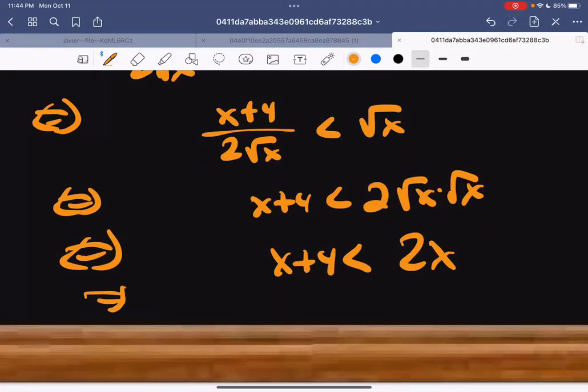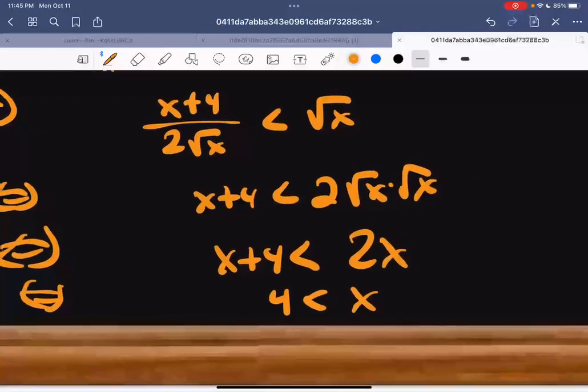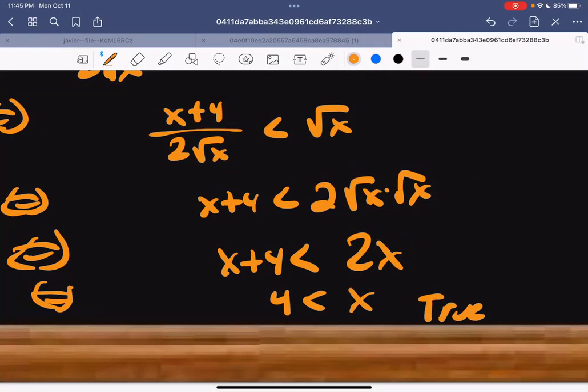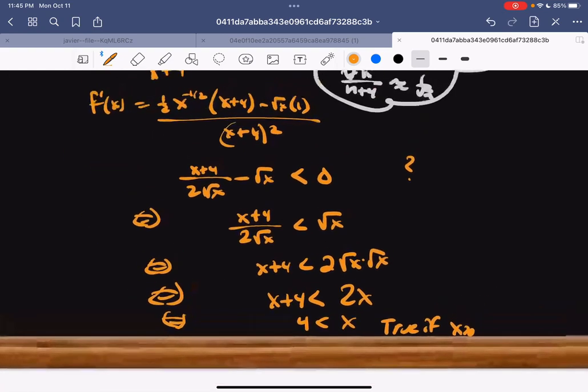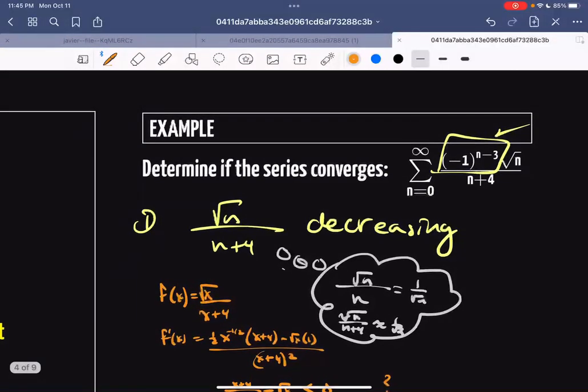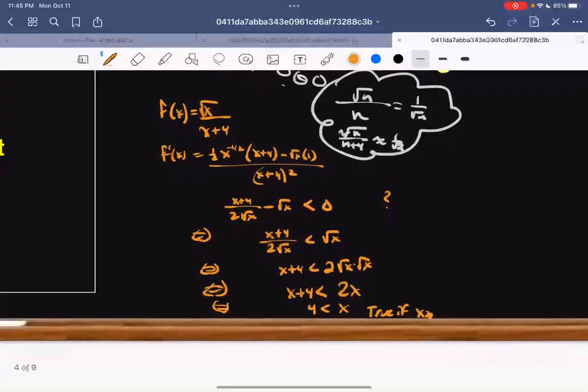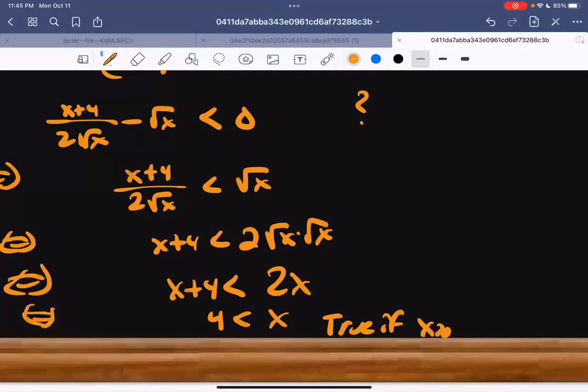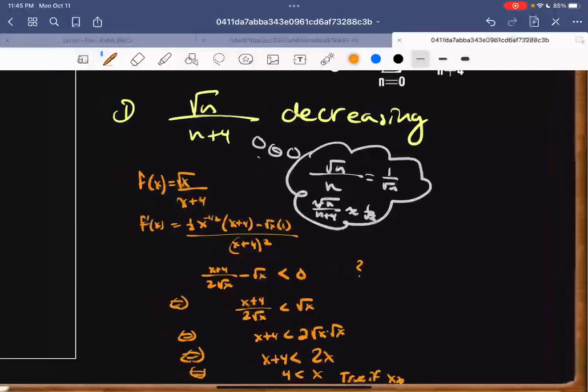This would be true if and only if, let's subtract x from both sides, that would just be x, and this would always be true. This would be true if x is larger than 4, clearly, as your x is taking the place of n. So actually it may not be decreasing for the first 3 terms, but as soon as you take the 4th one, this will always be decreasing.